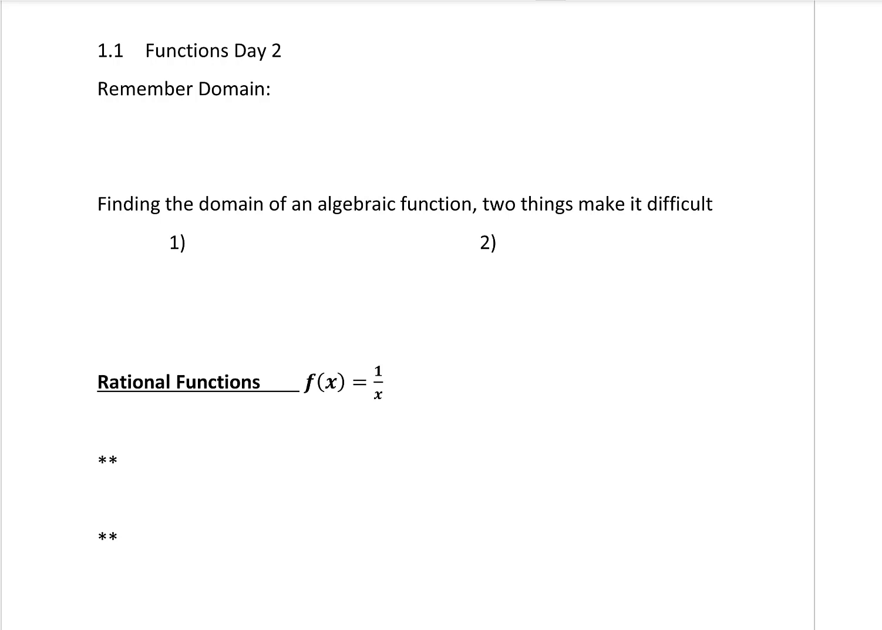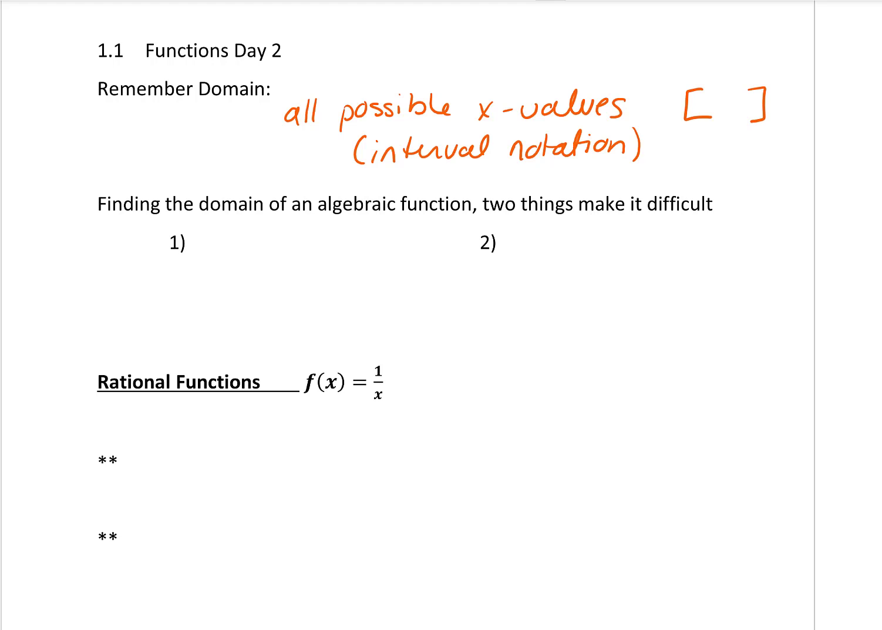Functions Day 2. So a friendly reminder about domain. Domain is asking for all possible x values. And this year, I really want you to communicate that information in interval notation. And as a reminder, interval notation uses brackets and parentheses. So if you're seeing brackets, that means including the actual number, and round parentheses is not including.